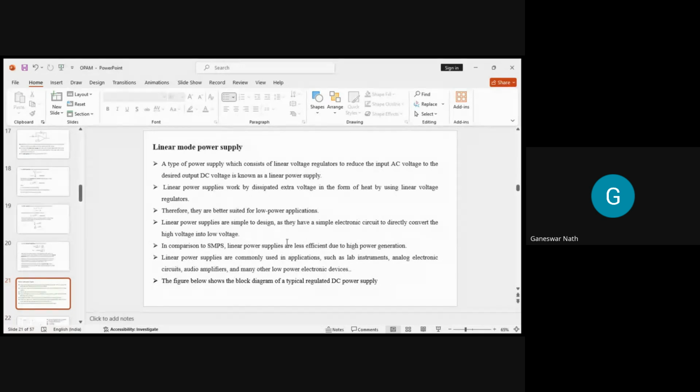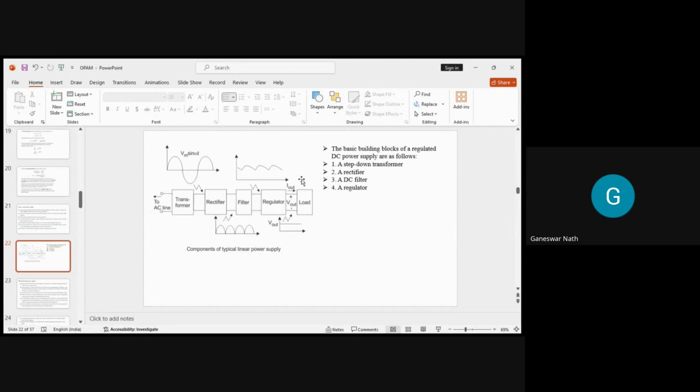And this figure shows the block diagram of a typical regulated DC power supply, in the case of a linear mode power supply. So this is the block diagram of a linear power supply. The basic building blocks of a regulated DC power supply are a step down transformer, a rectifier, then a DC filter, then a regulator, and this is the output or the load here. Okay, so this is the basic diagram of a linear mode power supply. All of you be careful with this.